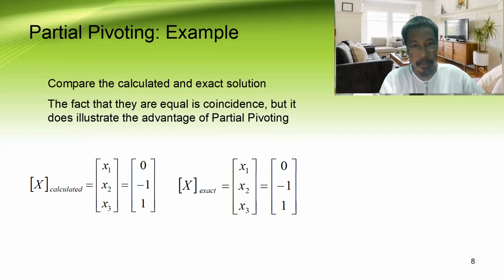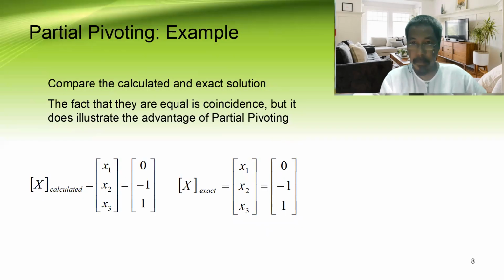So compare the calculated and exact solution. The fact that they are equal is coincidence, but it does illustrate the advantage of partial pivoting. So calculated and exact. So just by doing it in 4 significant figures, we are able to get our calculated values to be correct. And that's all about our example.